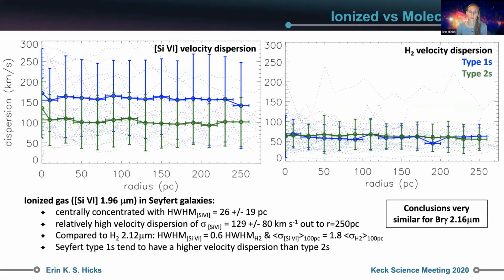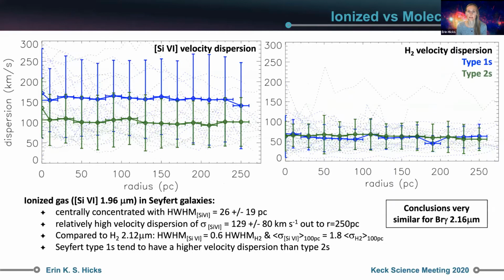Looking at the velocity dispersion, it's significantly elevated for the silicon-6 line as well as for Brackett gamma in comparison to what we see for the molecular hydrogen. In this case, we see the Seyfert 1s shown in blue here and Seyfert 2s in green, and the dashed lines in the background are the individual galaxies. So what you're seeing as a solid line is the average of all of the galaxies in that Seyfert 1 subpopulation, for example, for the blue.